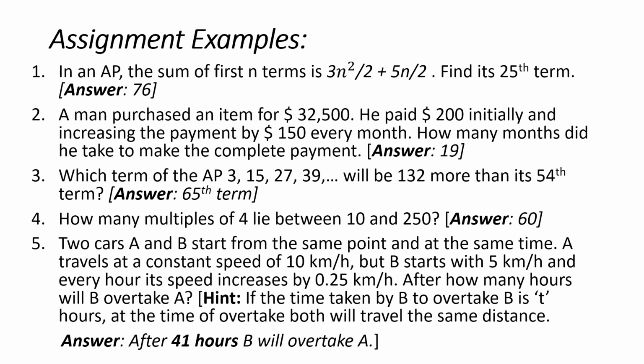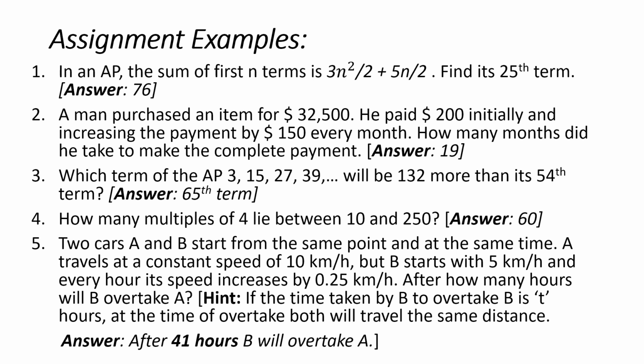Third one: which term of the AP 3, 15, 27, 39 and so on will be 132 more than its 54th term? So first of all, find its 54th term, add 132 and then see which term gives this total. You have to use the nth term formula and the answer is the 65th term. Fourth one: how many multiples of 4 lie between 10 and 250? Multiples of 4 means the common difference is 4 and the starting term is 12. The answer you have to find out is 60.